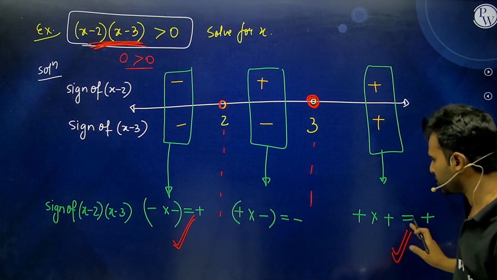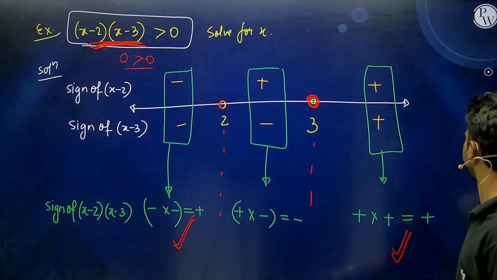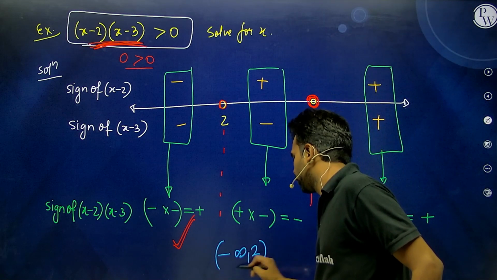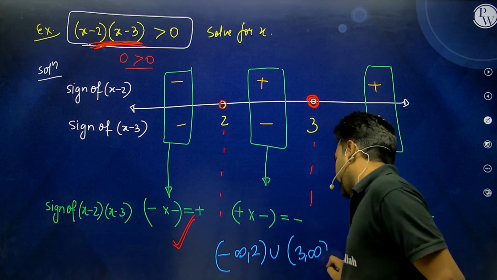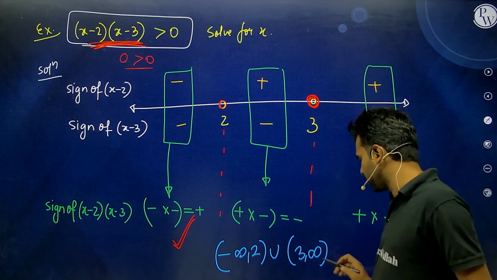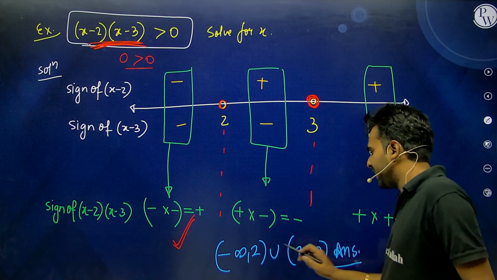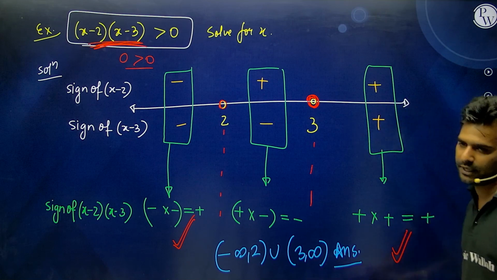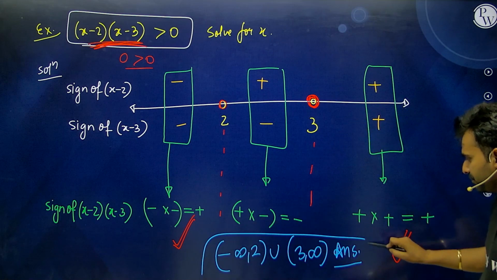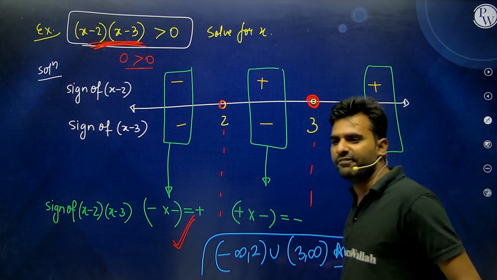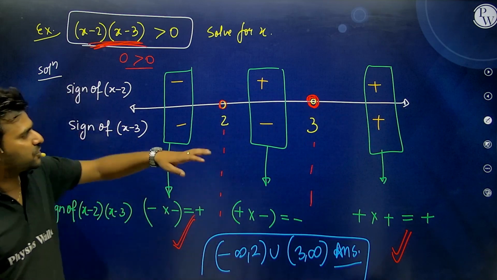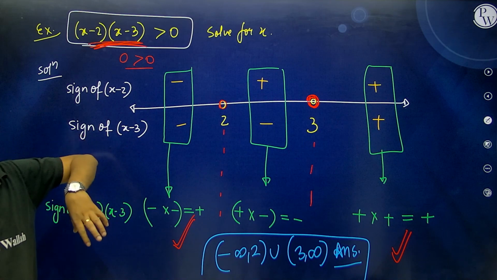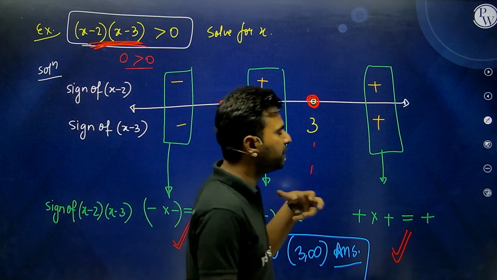Now, these two regions were our answer. So let's write down these two regions. It becomes minus infinity to 2 union 3 to infinity. At infinity and minus infinity, we always put what? Open bracket. And 2 is not our answer, that's why open bracket. 3 is also not our answer, that's why open bracket on that as well. So this is the final answer. With the help of this only, the wavy curve method is derived. But I recommend this method because this is very, very basic, and this is always going to give you the correct answer.